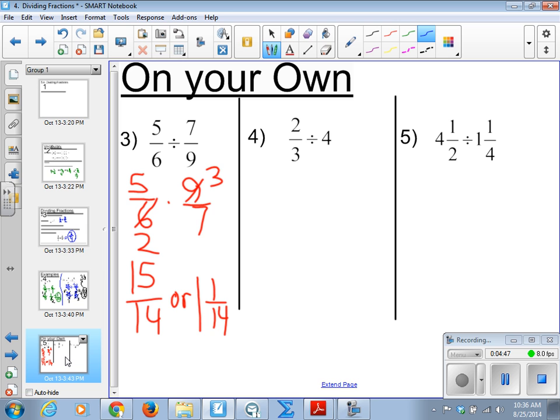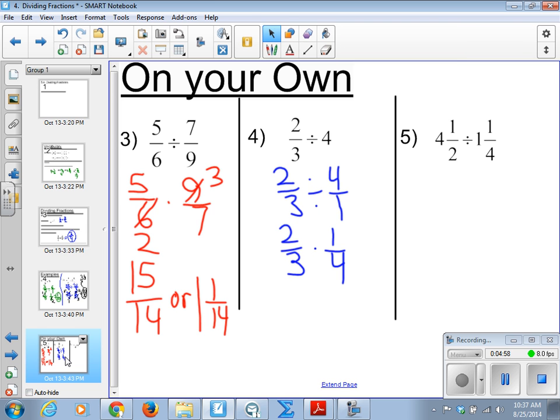2/3 divided by 4. Then that's 2/3 divided by 4 over 1. Becomes 2/3 times 1/4. We can go ahead and divide 2 out of these two terms.